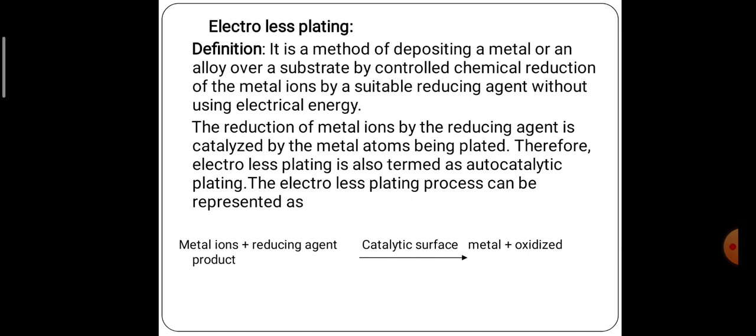Electroless plating is a method of deposition of a metal or an alloy over the surface of a substrate material by controlled chemical reduction of the metal ion by a suitable reducing agent, without passing electricity. Means we are not passing electricity. The reducing agent reduces the metal ions into metal, and that metal is deposited on the surface of the base metal. The reaction behind this electroless plating is that the metal ion reacts with the reducing agent and is converted into the metal form. That metal is deposited on the surface of the base metal.